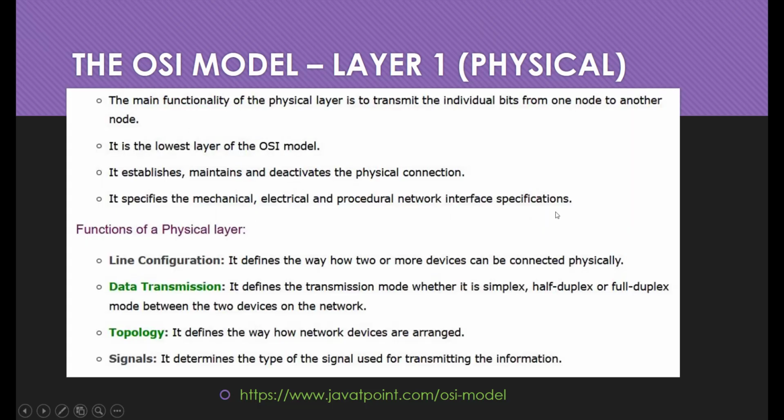So we can see that this is the lowest layer of the OSI model. The main functionality of the physical layer is to transmit the individual bits from one node to another node. It establishes, maintains, and deactivates the physical connection, and it specifies the mechanical, electrical, and procedural network interface specifications.